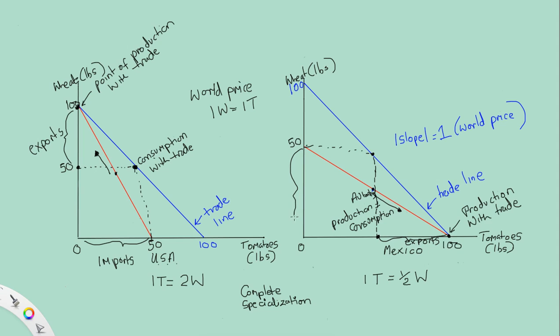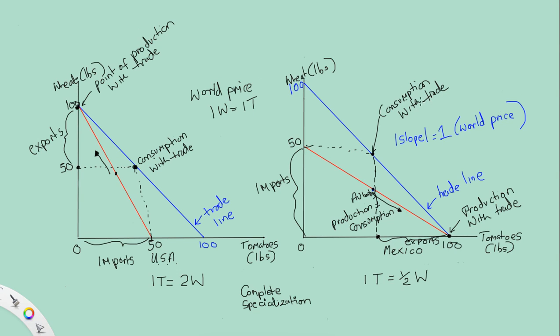All the wheat that the Mexicans consume comes from the US. So here we have 50 units of wheat coming from the US in exchange for 50 units of tomatoes coming from Mexico. And so again, you can see that consumption with trade is highly desirable. You get to have more of something, more of both actually, if you like.